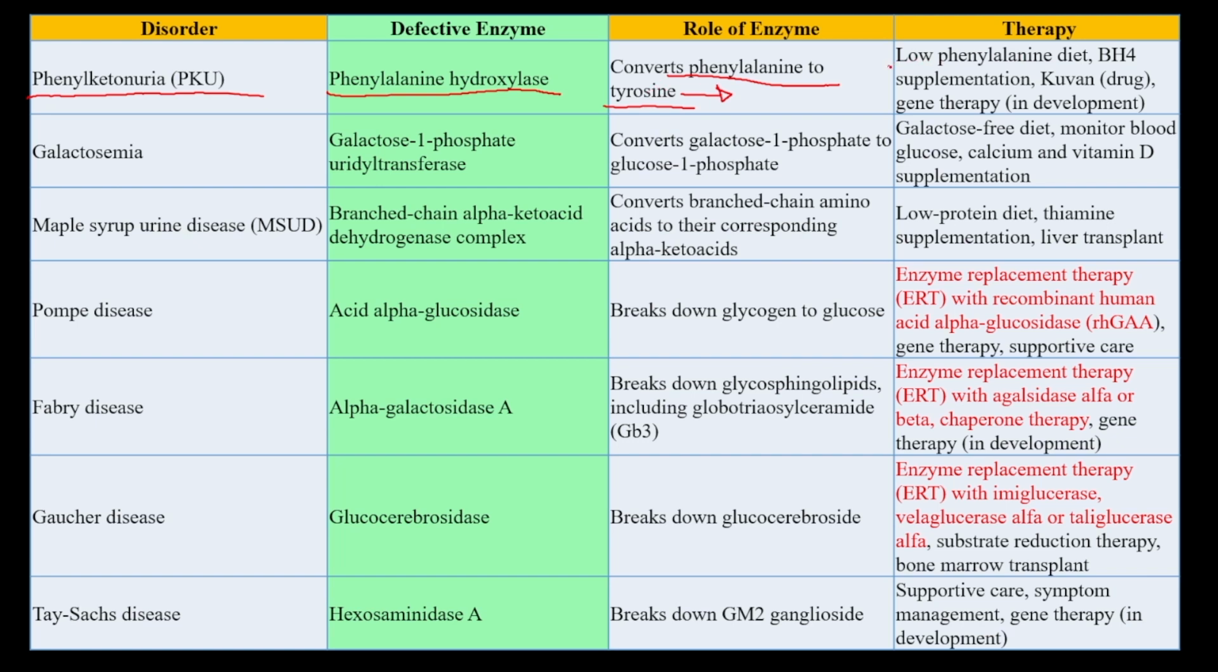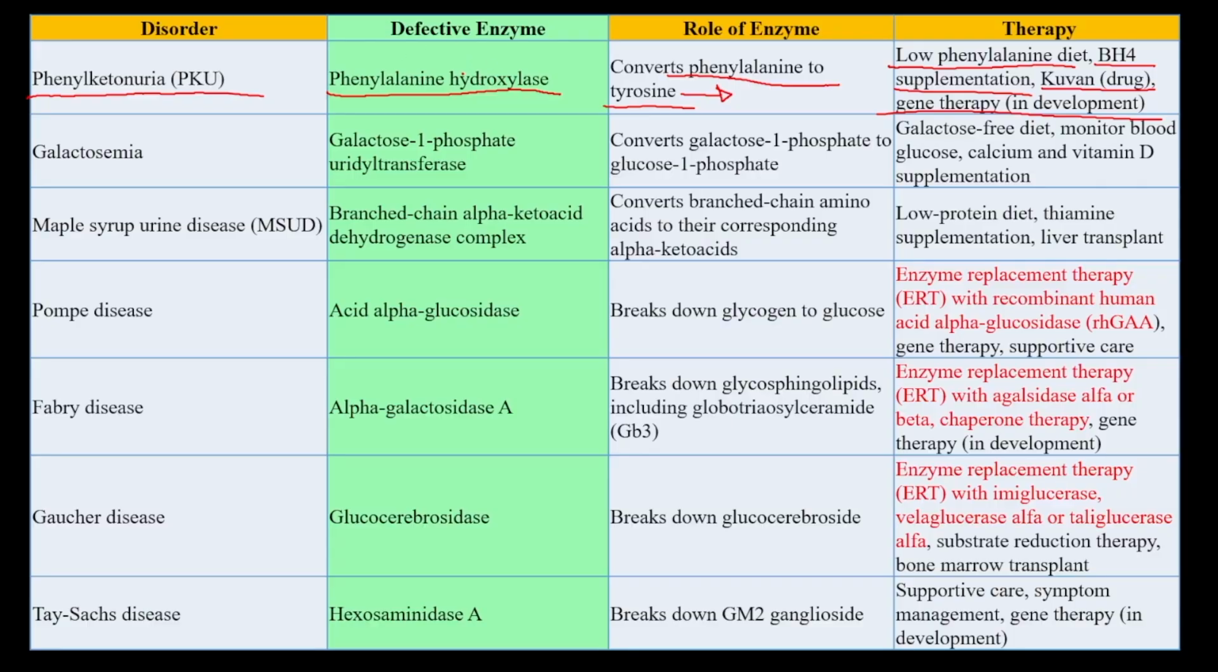So, low phenylalanine diet. What is the therapy? The therapy is that you don't take phenylalanine, because this enzyme is not present, right? So it will not be able to convert phenylalanine to tyrosine, and as a result, there will be an accumulation of phenylalanine. So the therapy is that you take a low phenylalanine diet, or you take BH4 supplementation or Kuvan, and gene therapy is in development. There are reports where gene therapy for phenylalanine hydroxylase is also giving relief to the patients.